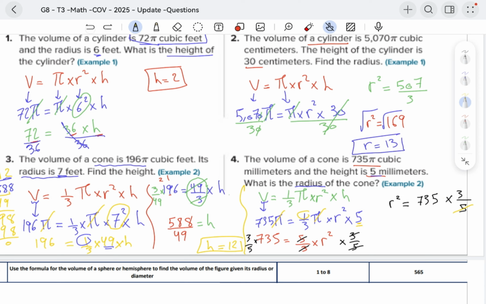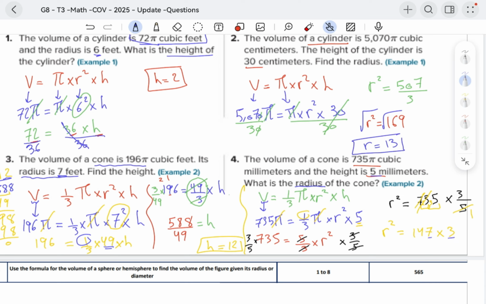Okay, now 5 divided by 5 is 1. We're going to divide this number by 5. Let's start with the 7. 7 divided by 5 is 1, and the remainder is 2. Now 23. 23 divided by 5 is 4, and the remainder is 3. Now we have 35. 35 divided by 5 is 7, and we have to multiply this by 3 to get the radius squared. Okay, let's multiply by 3.